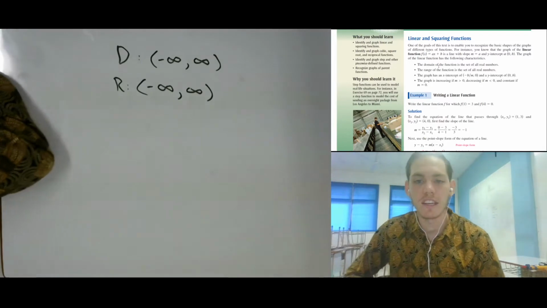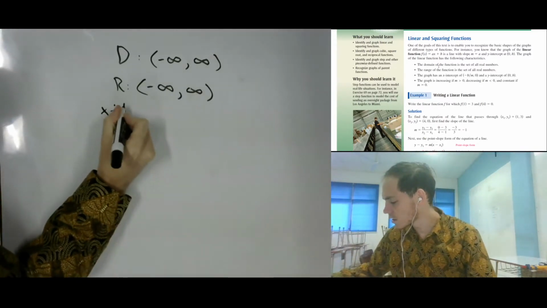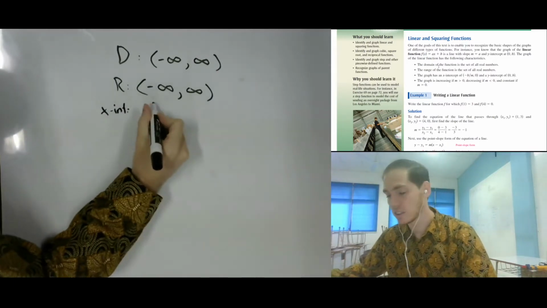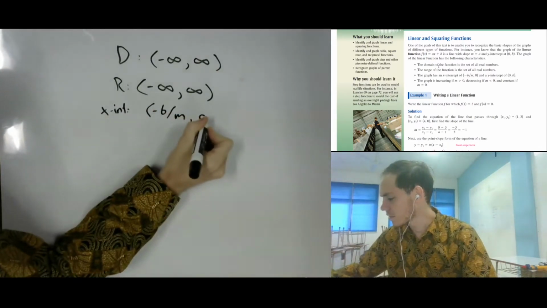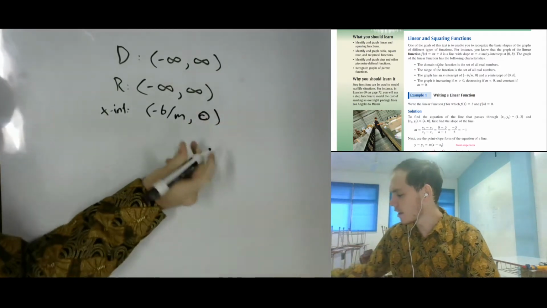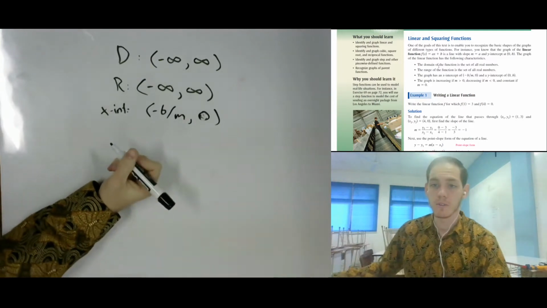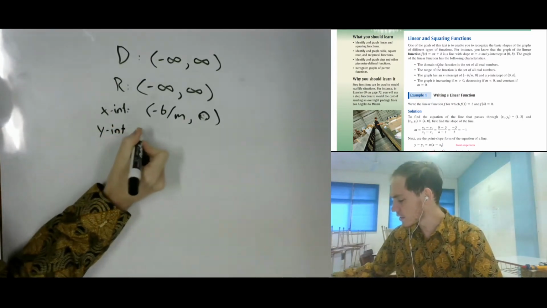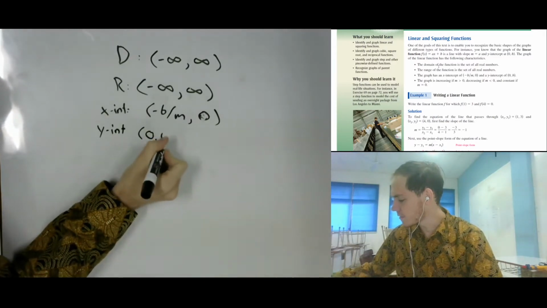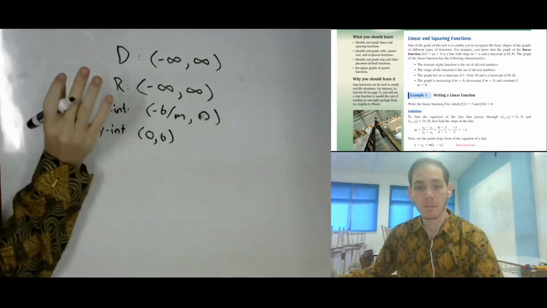The graph, the x-intercept, so x-int, it's just setting us up. You don't have to write it this way, but our x-intercept is negative b divided by m, comma 0. And then y-int is 0 comma b. So as you can see, you could just plug those in.